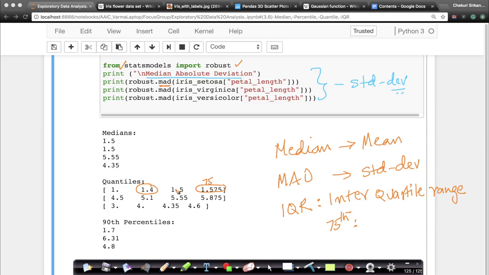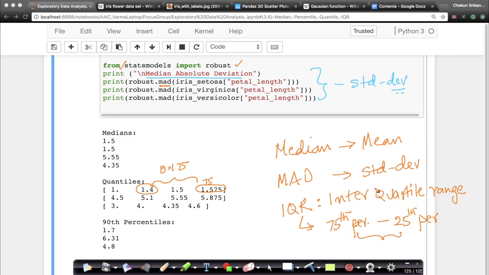If you subtract the 25th percentile value from the 75th percentile value, what you get is the interquartile range. So here the interquartile range is roughly 0.175, which means in this short interval of 0.175, 50% of your data lies. That's what an interquartile range means. It's interquartile because I'm taking the third quartile and the first quartile. This is where 50% of your points lie, because 25% of points are below the 25th percentile and 75% of values are below the 75th percentile value.